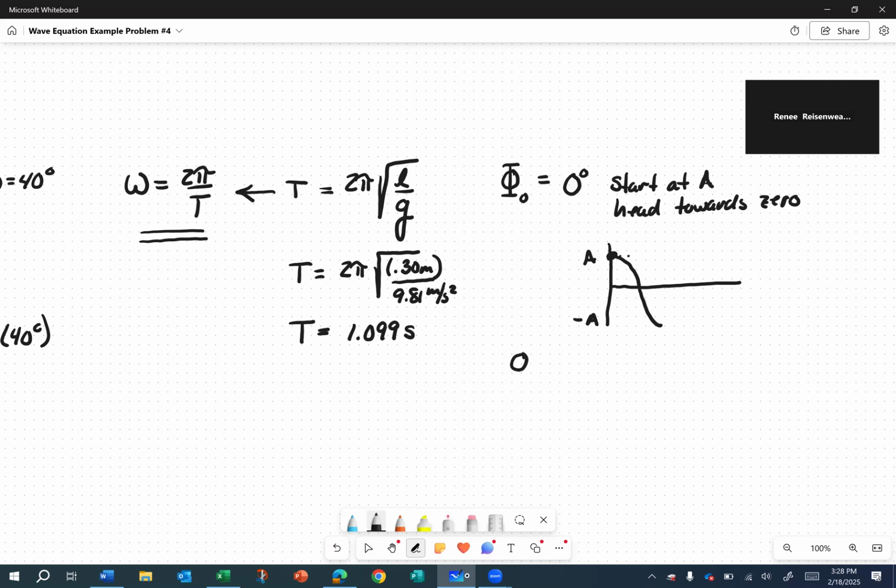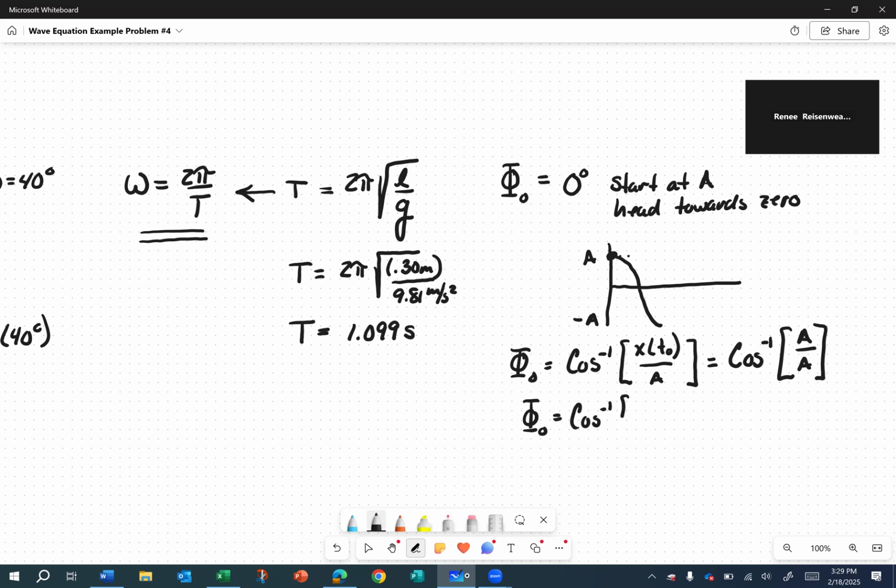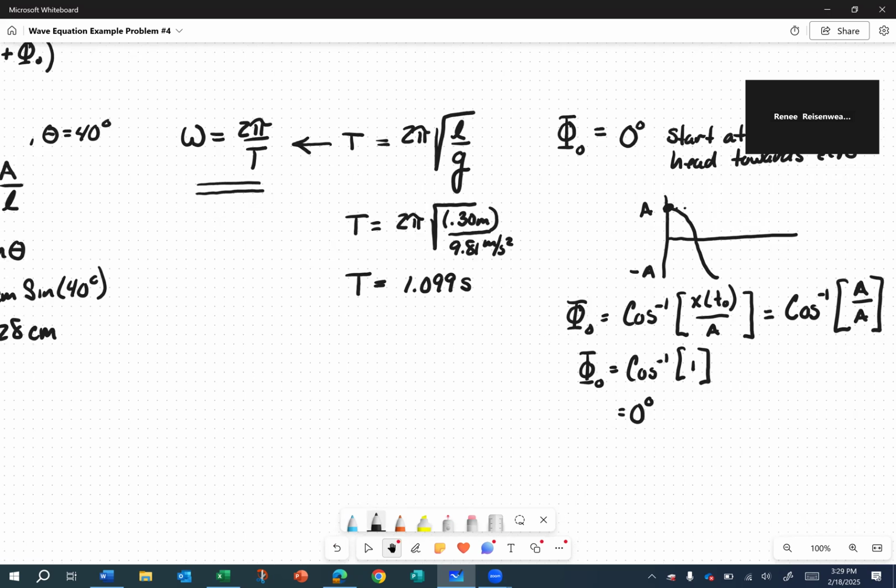So I could use the formula that our phase constant is equal to the inverse sine of where are you when t is equal to 0 all over A. So that's our equation for a phase constant. Plugging in that we begin at A, we have A divided by A for the inverse cosine of 1, which then is 0 degrees, right? Or 0 radians, because we would be in radians.